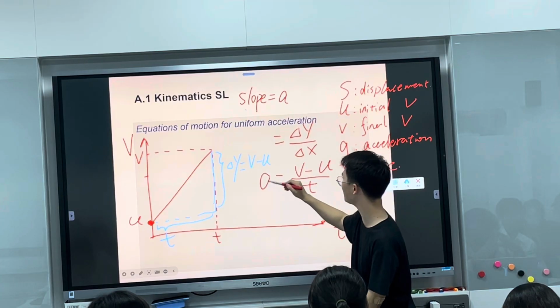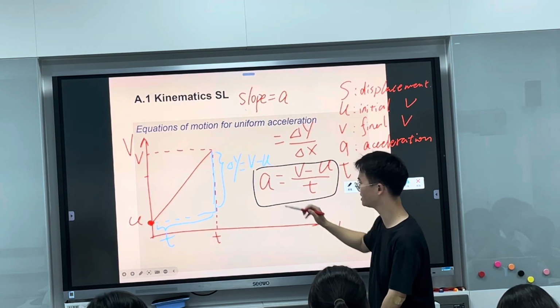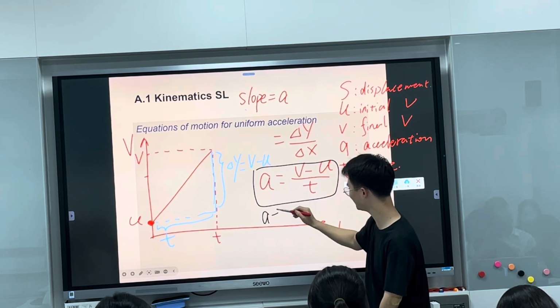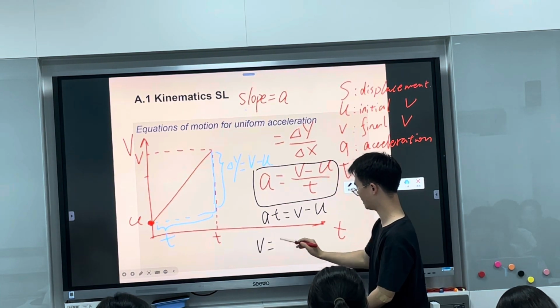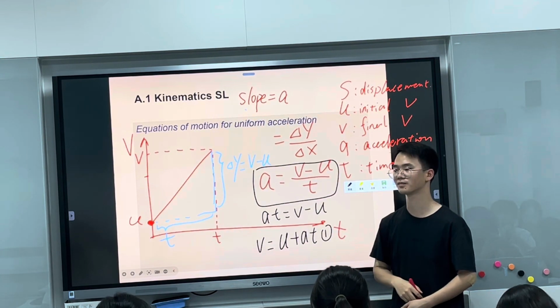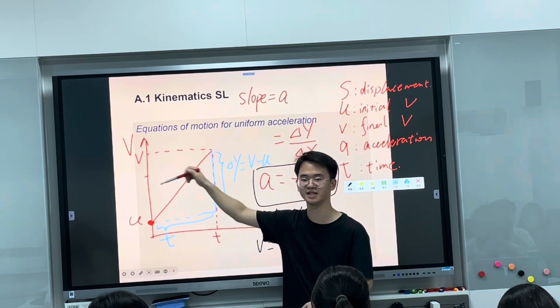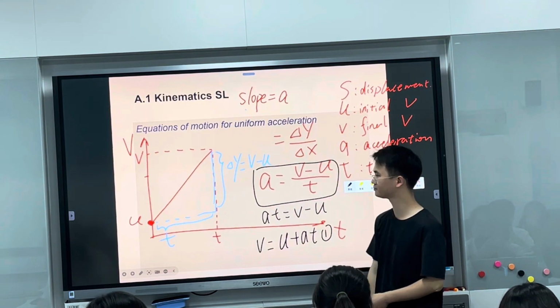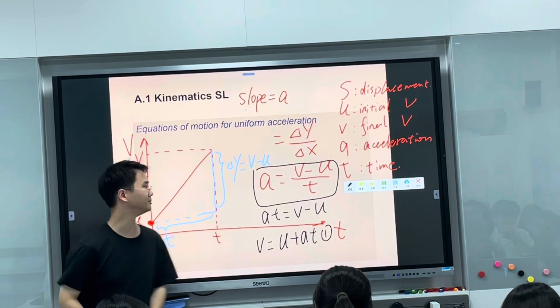That means a equals this. So if we multiply t on both sides, we get at equals v minus u. Rearrange it, we get v equals u plus at. That's our first equation. The first SUVAT equation comes from the slope of the VT diagram. Okay? Okay, so that's the first one. Second one.